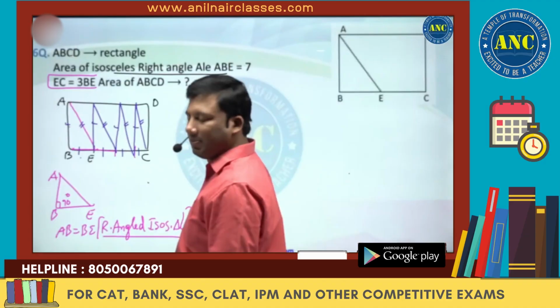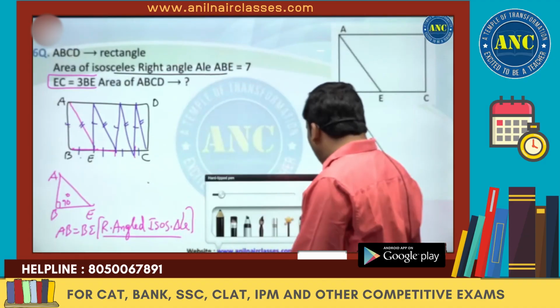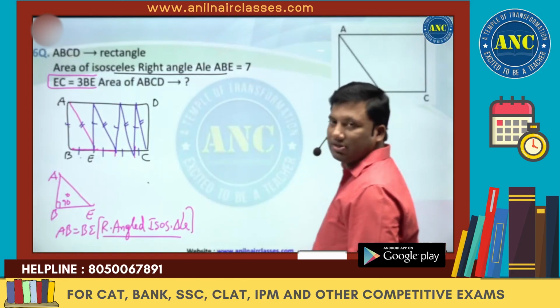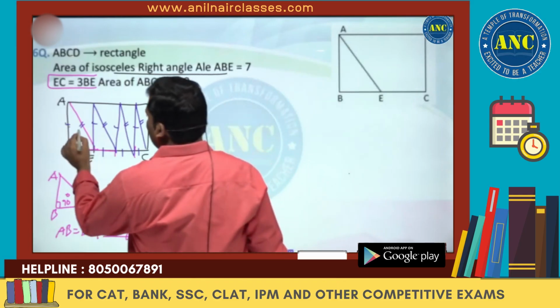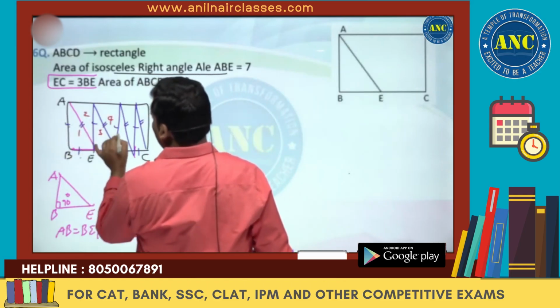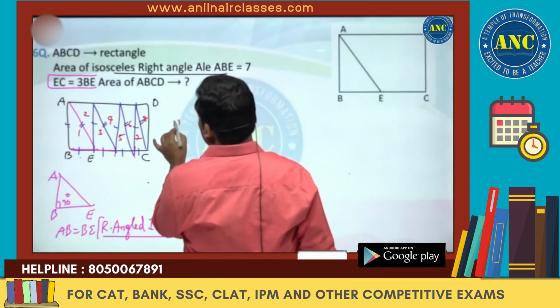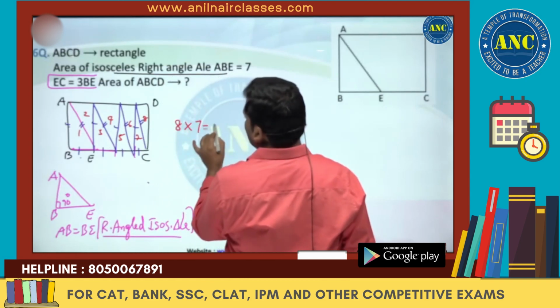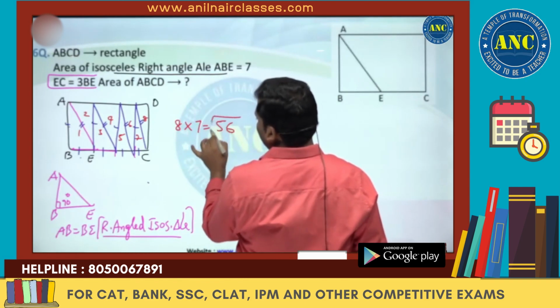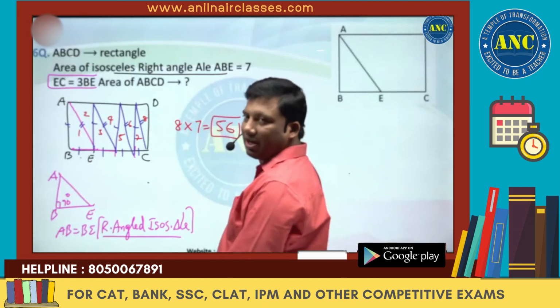So all are similar right angled triangles. So totally how many we got? 1, 2, 3, 4, 5, 6, 7, 8. 8 right angles we got. Right angle triangle area is given. 8 sevens are 56.